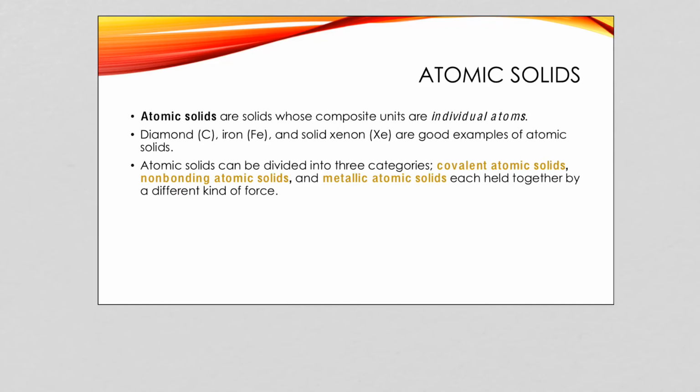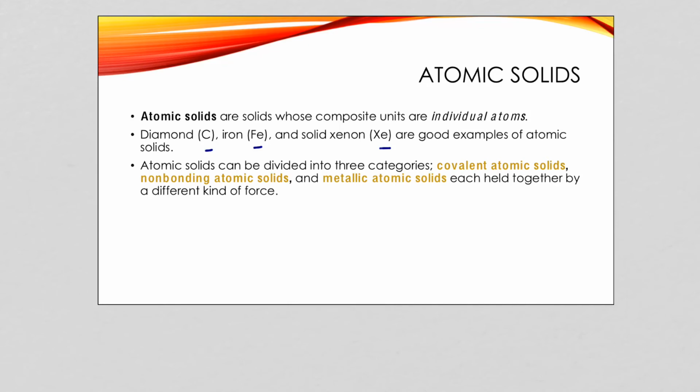Now, lastly, we turn our attention to atomic solids. These are solids whose individual units are individual atoms, like diamond, where we have carbon, or iron metal, or noble gases like xenon, when they can be put into a solid at really low temperatures. These are examples of atomic solids. Atomic solids can be held together by different types of interactions depending on the type of atomic solid they are, and this is why they have variable melting points.